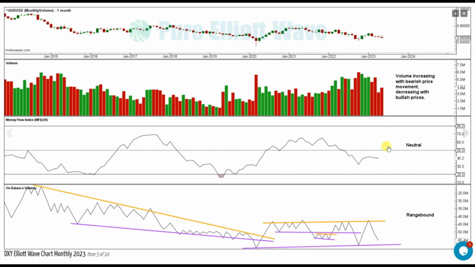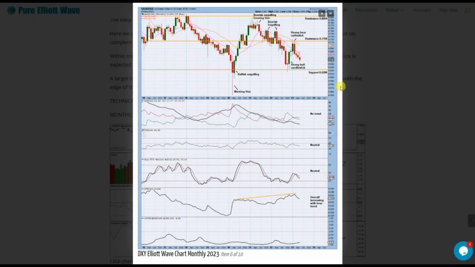And money flow is currently neutral. On the monthly technical chart, we're trading below resistance at 0.7150 and above support at 0.6200.